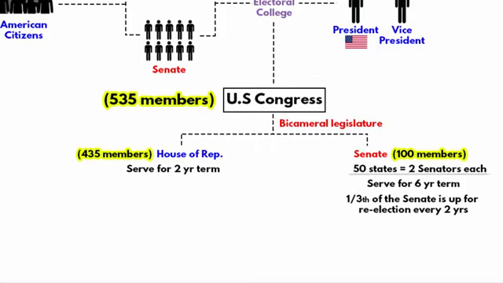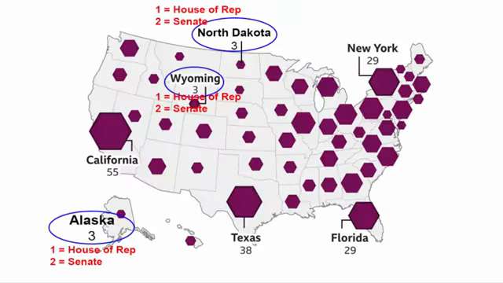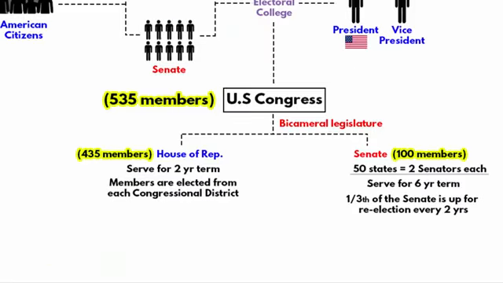Now each state sends 2 senators to represent their state in the US Senate. However, in the House of Representatives, a state's representation is based on its population. For example, smaller states like Wyoming, Alaska and North Dakota have the minimum of 3 representatives, while large states like California have 53 representatives. As I've told you, each state has congressional districts. Members of the US House of Representatives are elected from each congressional district, and each district has an average population of 7 lakh people. Senators, however, represent the entire state.